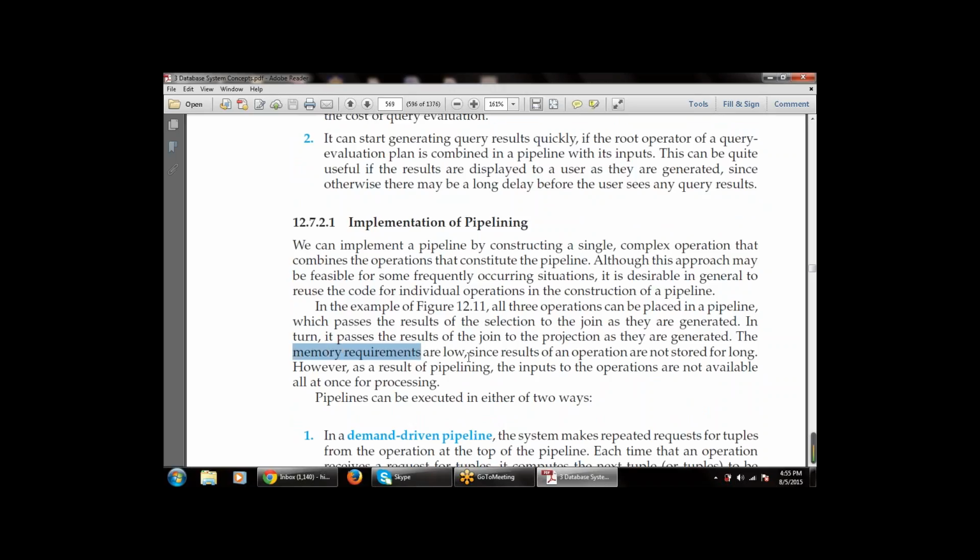The memory requirements are low, since the results of an operation are not stored for long. However, as a result of pipelining, the inputs to the operations are now available all at once for processing.